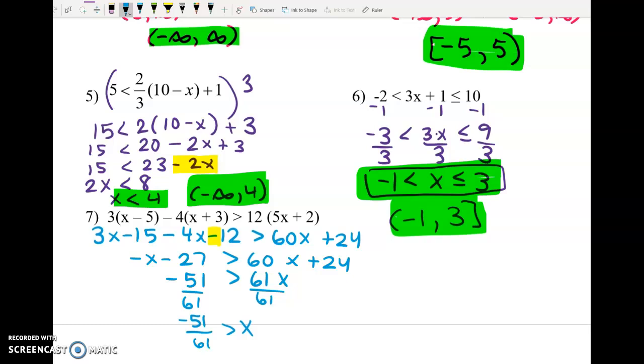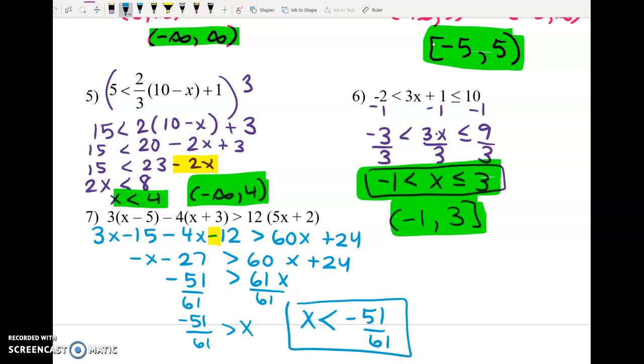Also, when you get down to here, I chose to move the -x to the other side by adding x to both sides. And then when I divide by 61, my variable's on the right. Make sure you move the variable to the left. So when I rewrite it, the math is -51 over 61. So when you rewrite this with x on the left, you have to flip the inequality because you are moving it to the other side, and it stays like this.